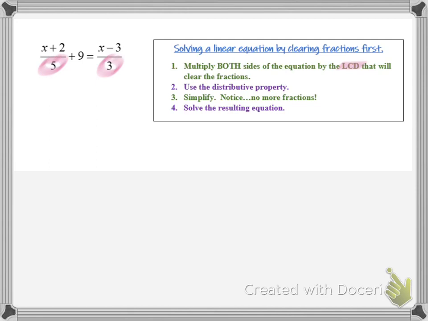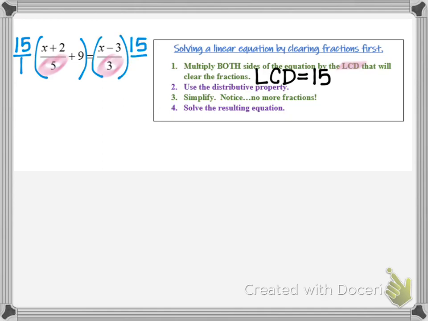One has a denominator of 5, the other fraction has a denominator of 3. This means I will use the LCD of 15 to multiply both sides of the equation. The LCD of 15 will clear the equation of fractions. So I'm going to multiply both sides of the equation by 15, and I'm going to write it as 15 over 1 because I am multiplying by another fraction. Making sure to do the same thing to the other side of the equal sign.